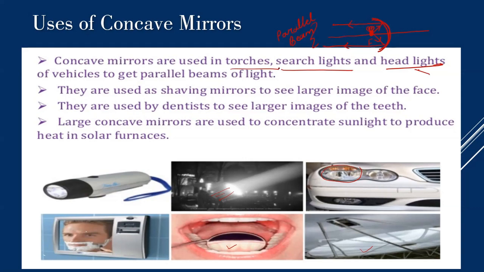Now, they are also used in shaving mirrors to see a larger image of self. This was what I was talking about. This is the last position, wherein you get a virtual image which is behind the mirror. That means we can see the images, and the images are enlarged. Even the mirrors which are used by dentists to see larger images of teeth are also concave mirrors, wherein the last position is used. That means when the object is kept between pole and focus, right?